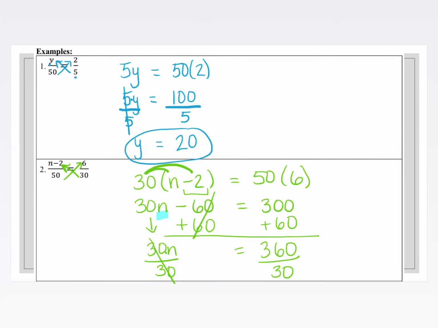Dividing both sides by 30, on the left-hand side, 30 divided by 30 is 1 times n, or just 1n, or oftentimes we just write n, since again, 1 is a humble number. We don't always write it. On the right-hand side, we have 360 divided by 30, which simplifies to 12. So n equals 12.